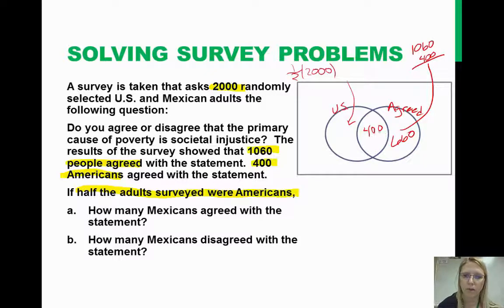But we also have this 400 that's already in that circle. So we need to subtract the 400 out of that. So half of 2,000 is 1,000. Minus 400, that's going to be 600 right here.